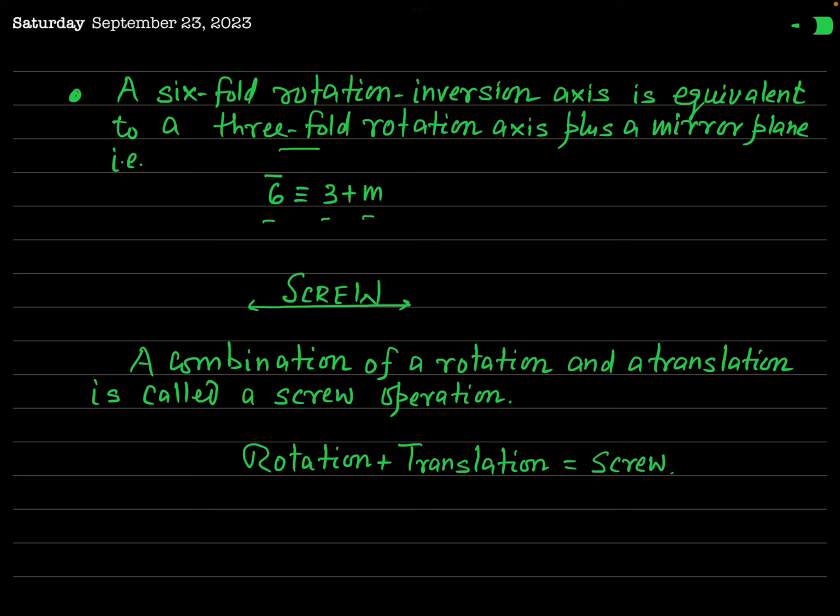You should remember it. All these facts you should mention in the answer of your question, and these facts are also very important for solving objective type questions. Okay. Now the second allied symmetry operation is called screw operation.